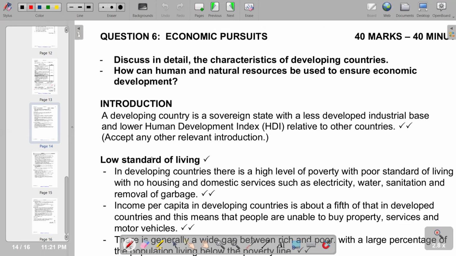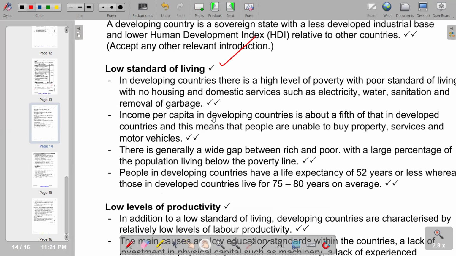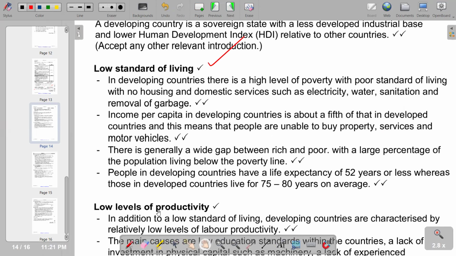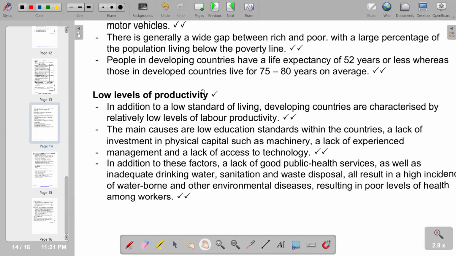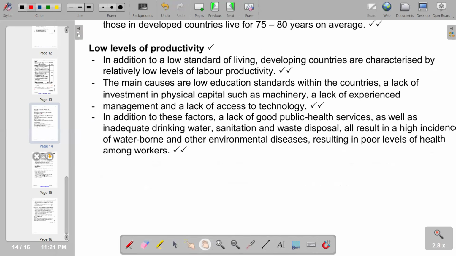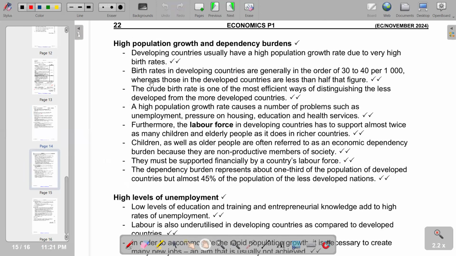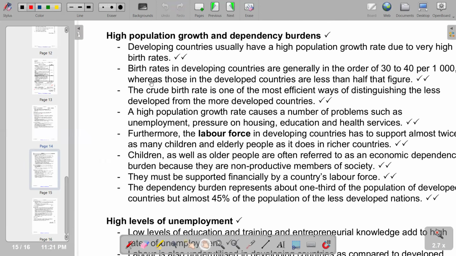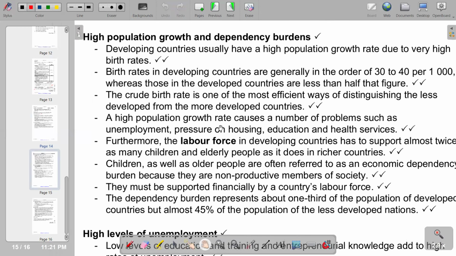So, in terms of the main part, it says discuss in detail the characteristics of a developing country. Those are the characteristics that are coming in: low standard of living, and the explanation of low standard of living. We also have low levels of productivity. Then from low levels of productivity, we also have high population growth and dependence burdens. Those are characteristics of developing countries.